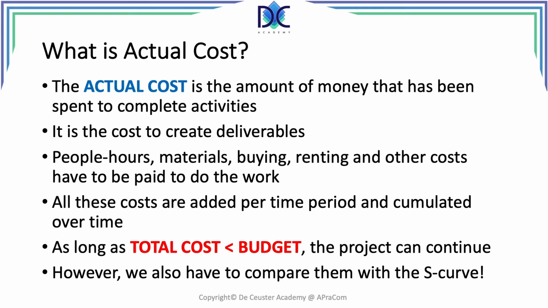We know that as long as the total cost, the actual cost that we spend up to a certain time, is below the estimated budget or the allocated budget, the project can still continue. But we have to compare that actual cost with the S-curve to learn more about the status of the project.